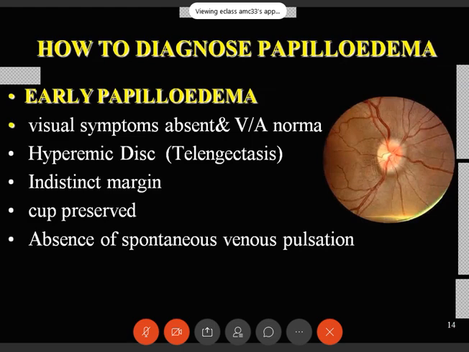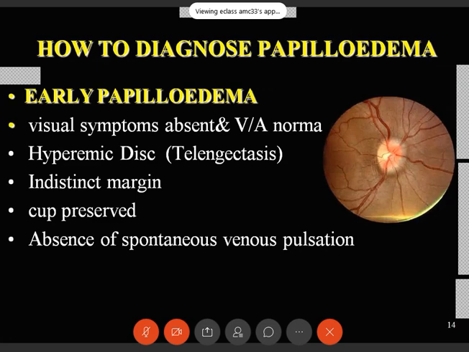Papilledema, how to diagnose papilledema? In early papilledema, visual symptoms are absent. The disc is hyperemic, and the indistinct margins are blurred. The cup is preserved; in the early stages, the physiological cup is present. As edema advances, this cup is filled up.